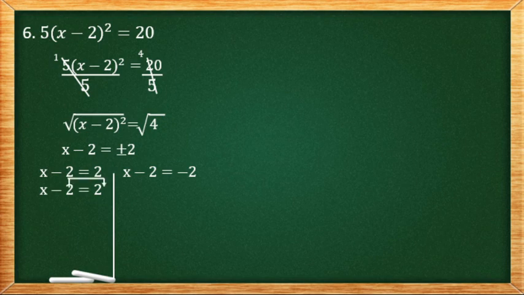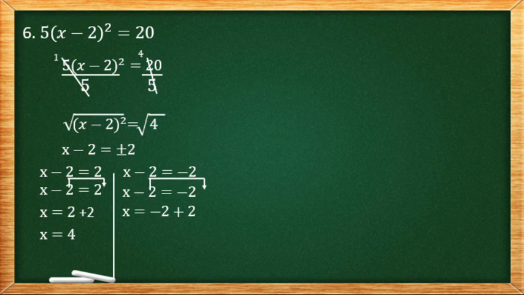Okay. So, x minus 2 is equal to 2. Transpose natin. Yung negative 2 magiging x is equal to 2 plus 2. So, x is equal to 4. Next one. X minus 2 is equal to negative 2. Transpose din natin yan. So, magiging x is equal to negative 2 plus 2. Negative 2 plus 2, different sign, subtract the two numbers. So that's why 0. X is equal to 0. So we have x is equal to 4 or 0.